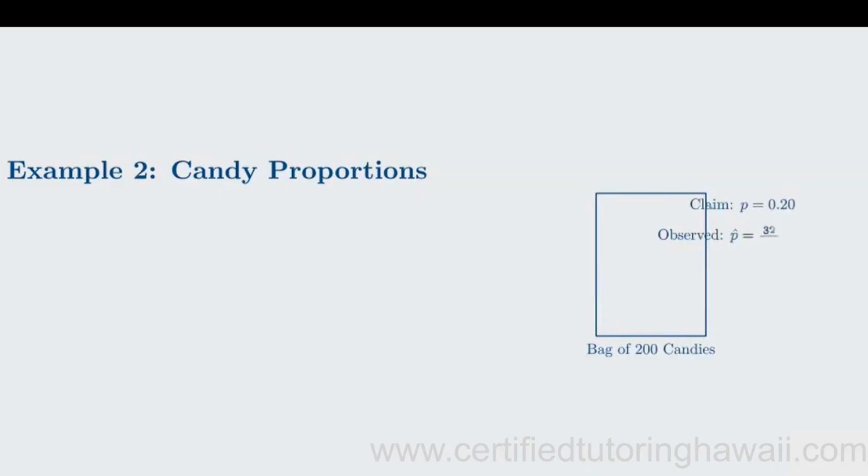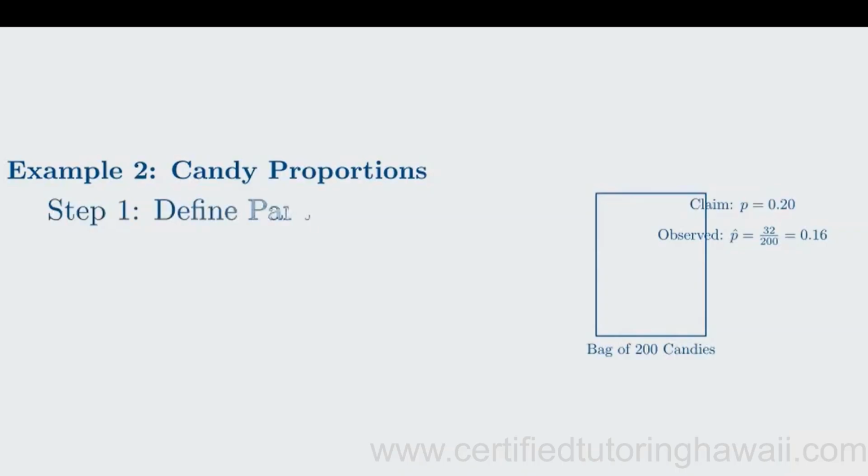Let's try a second example to see how we handle a not equal to alternative hypothesis. Imagine a candy company claims that 20% of their chocolate candies are blue. A student suspects that the proportion is different than 20%, so they buy a large bag of 200 candies and find that 32 are blue.